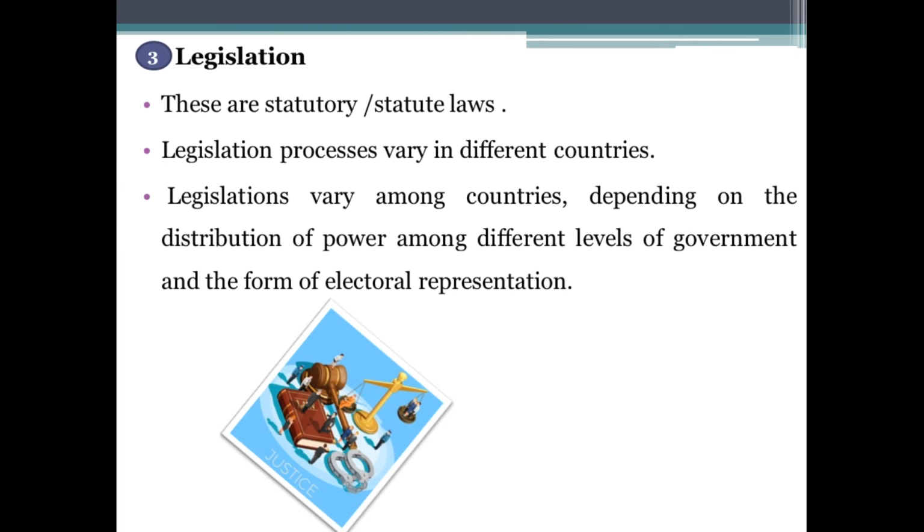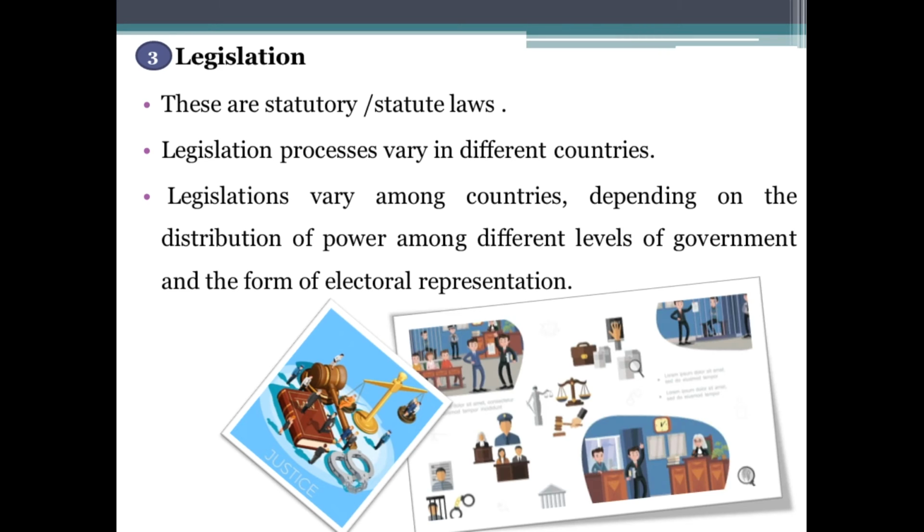The other source of national law is legislation. Legislation varies among countries depending on the distribution of power among different levels of government and the form of electoral representation. For instance, in Zimbabwe, the parliament takes part in the legislative process or the lawmaking process. This process is described in detail in Introduction to Law lesson 7, which unravels the sources of law.